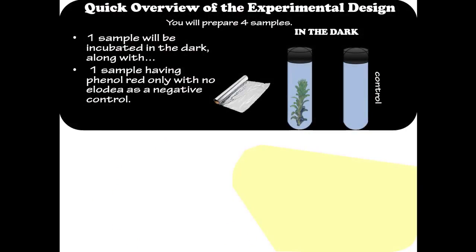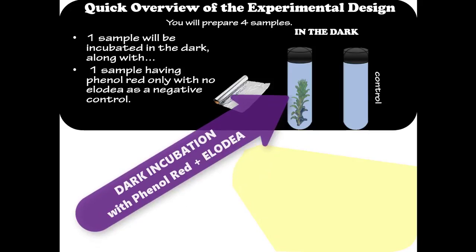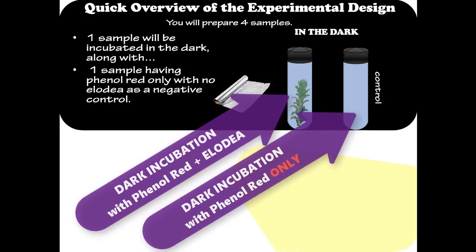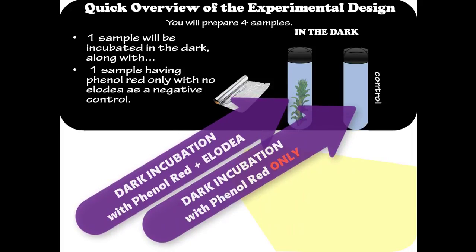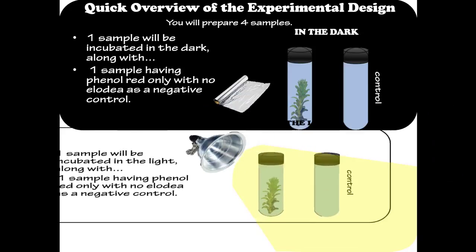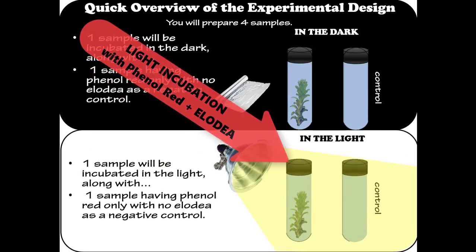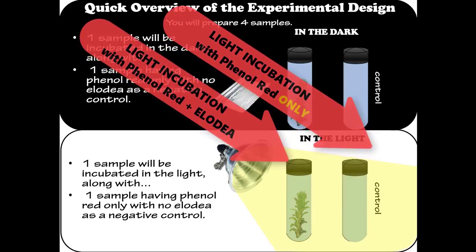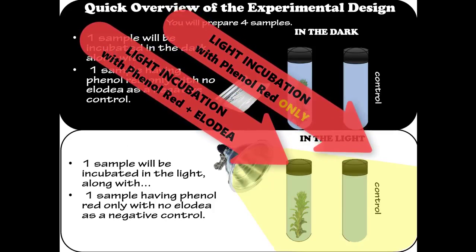Here's a quick overview of the experimental design. You will be preparing 4 samples. One sample will be incubated in the dark, along with one sample having phenol red only with no Elodea as a negative control. One sample will be incubated in the light, along with one sample having phenol red only with no Elodea as a negative control.